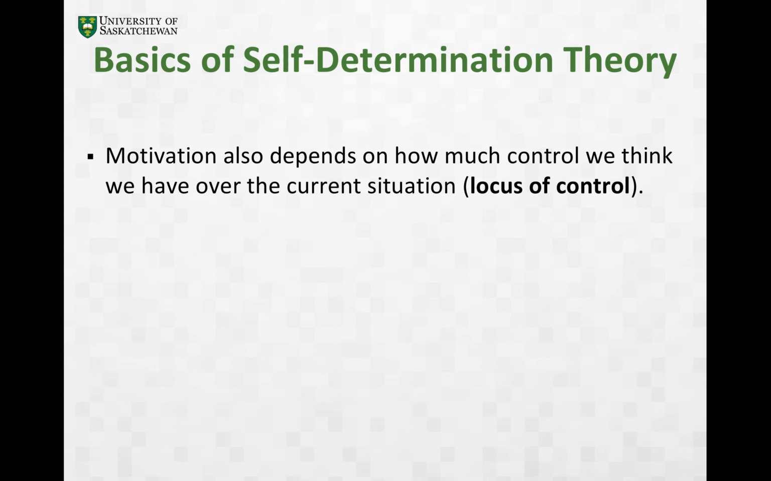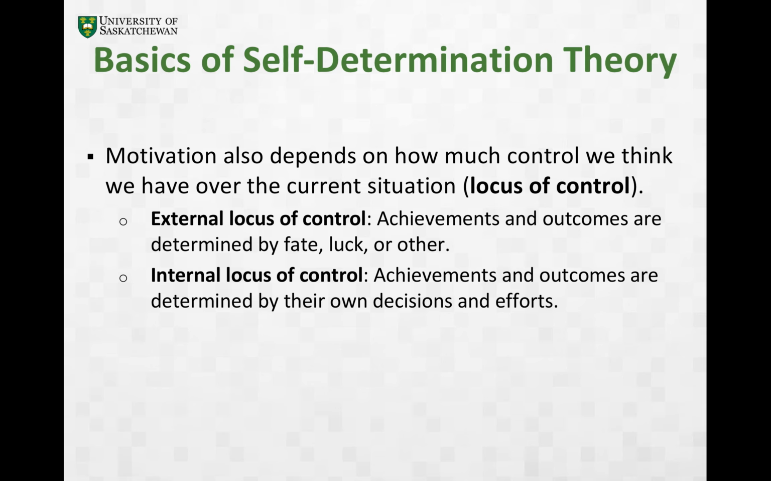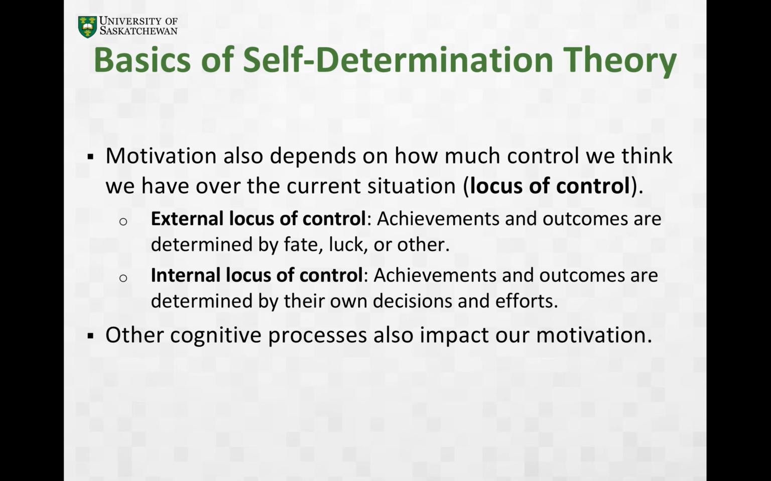The other thing about self-determination theory that's kind of cool is that it says that motivation also depends on how much control we think we have over the current situation. And so it introduces this idea of what we call locus of control. If we have an external locus of control, we really believe that achievements and outcomes are determined by luck, by fate, or by other factors outside of us. Whereas if we have an internal locus of control, our achievements and our outcomes are determined by our own decisions and by our own efforts.